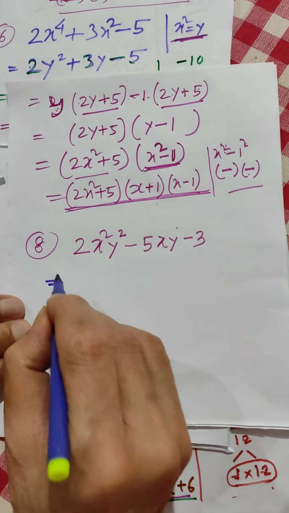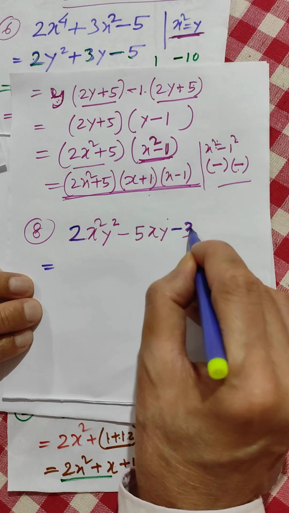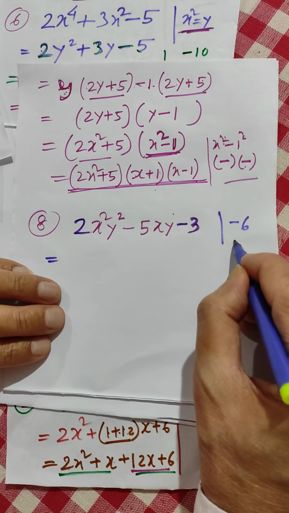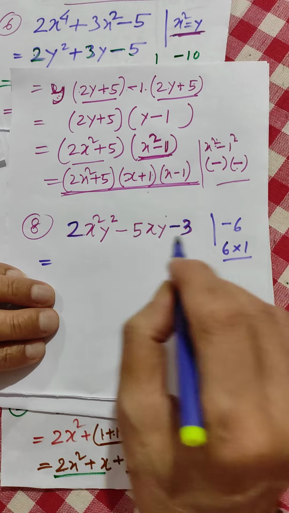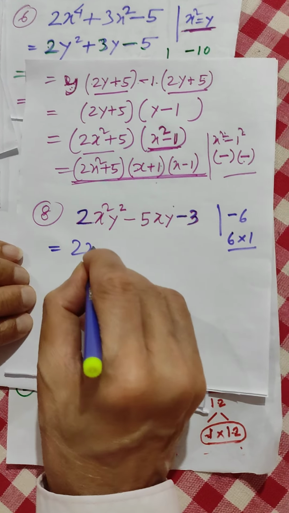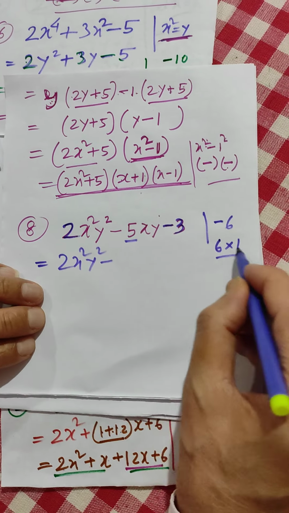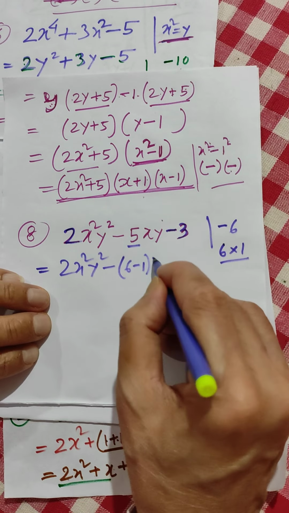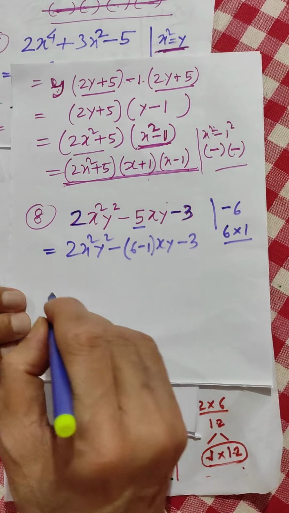Now this one, how will you do? Again, this 2 and minus 3 you multiply, so you get minus 6. So minus 6, you choose two numbers, 6 and 1, whose difference is 5. This is minus, therefore you choose difference. So 2x square y square minus, in place of 5 what you write? 6 minus 1, xy minus 3. All right.